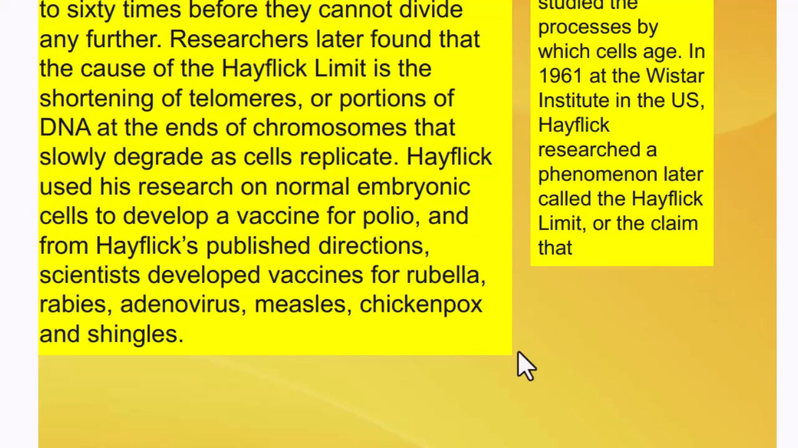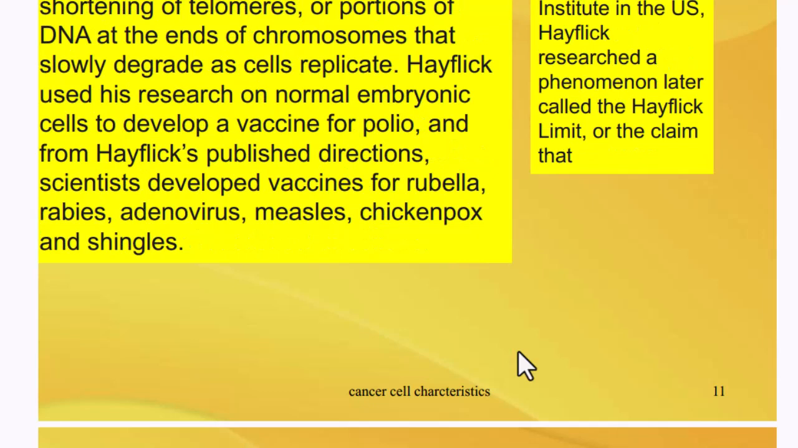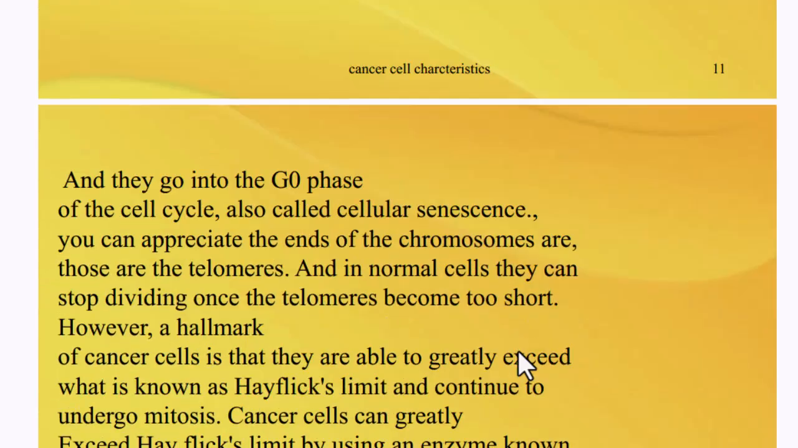Hayflick used his research on normal embryonic cells to develop a vaccine for polio, and from Hayflick's published directions, scientists developed vaccines for rubella, rabies, adenovirus, measles, chickenpox, and shingles. And the cells go into the G0 phase of the cell cycle, called cellular senescence.